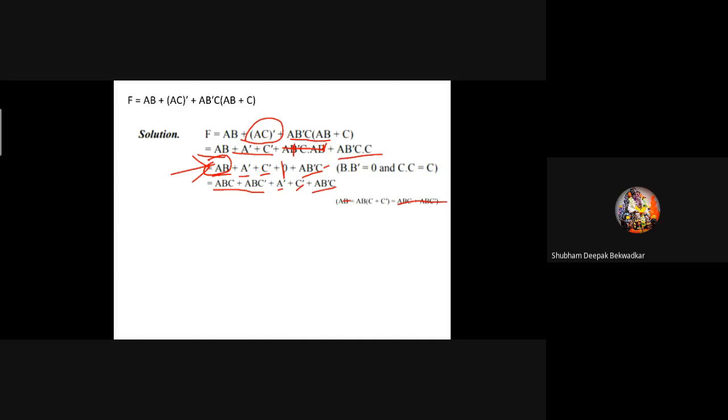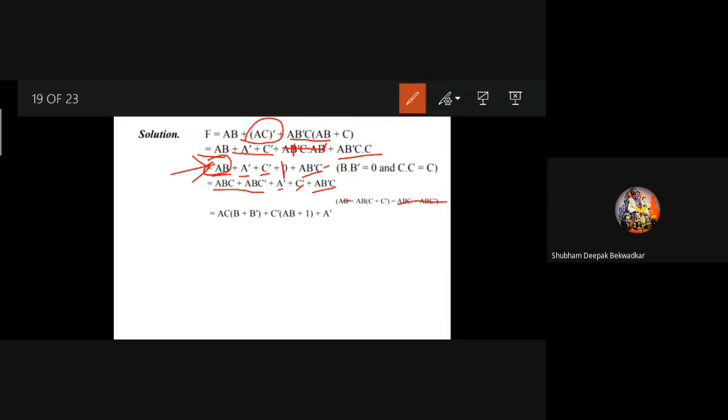Right. So once we are done with this, next step is from these AC. From this ABC and A B bar C, I have taken AC common, and B plus B bar I have written. Next, AB C bar and C bar. From this I have taken C bar common and I have written AB plus 1 and I have retained A bar as it is.